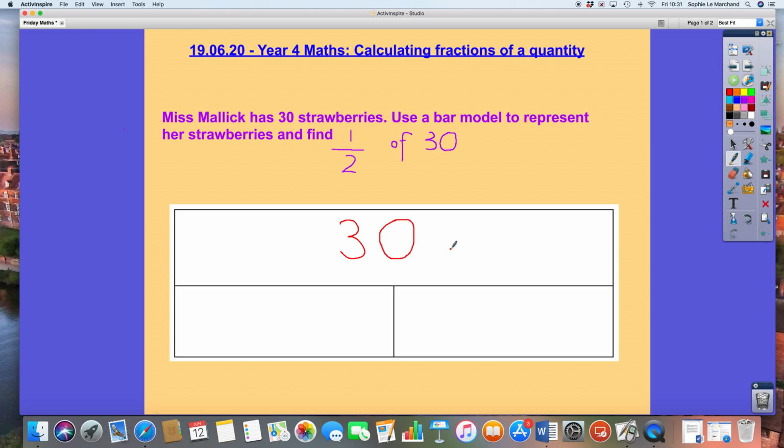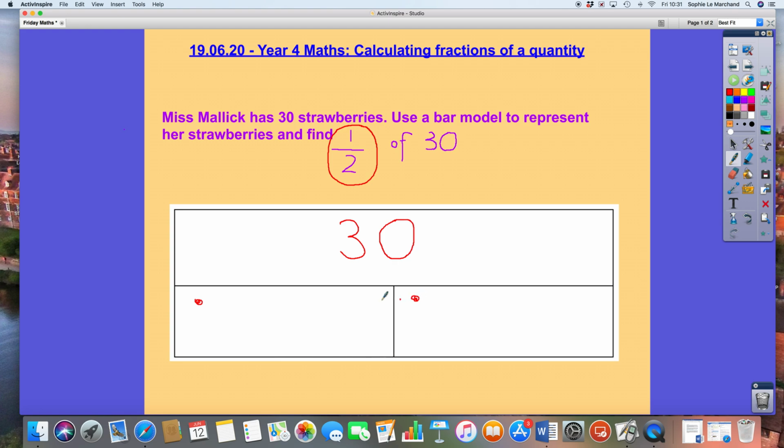But we've been asked to find out what half of 30 is. Now, when we find a half of something, we have to split it into two equal quantities. So my second bar, you'll see, is split into two equal sizes. And what I'm going to do is count out 30 strawberries so that each half has got the same amount. So you can count with me if you like.